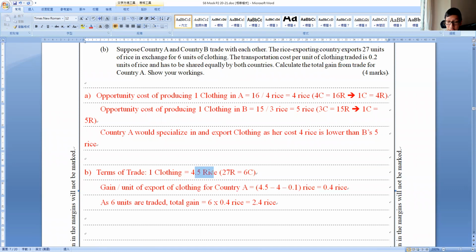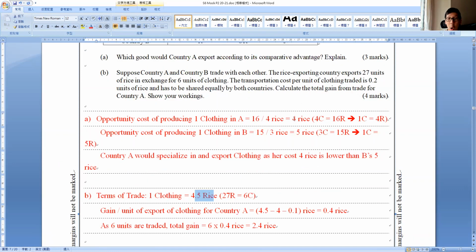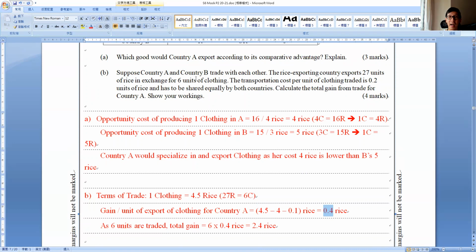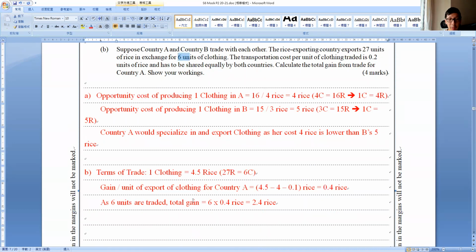First of all, 4.5 rice minus its own opportunity cost 4. But then 0.2 is shared equally, so 0.1 unit of rice needs to be deducted. So each unit of export would gain 0.4 unit of rice. Okay? So how many units of clothing are they exporting? 6. Therefore, the total gain would be 6 times 0.4 equals 2.4 units of rice. Okay? Again, nothing special. Very standard questions that we have here.